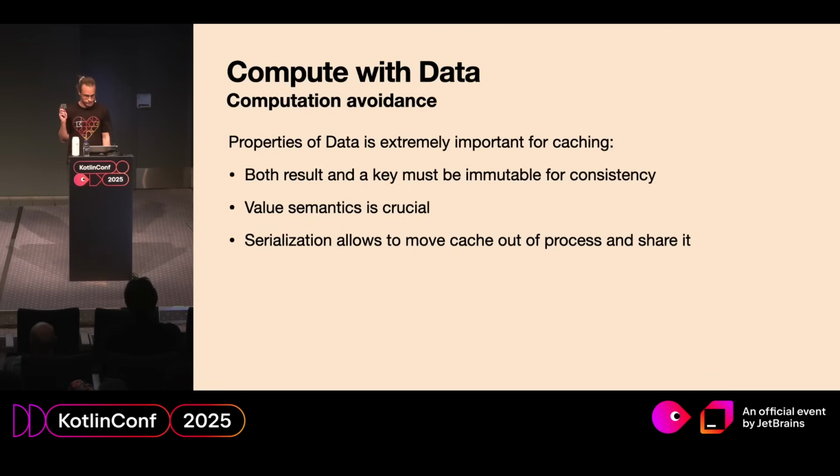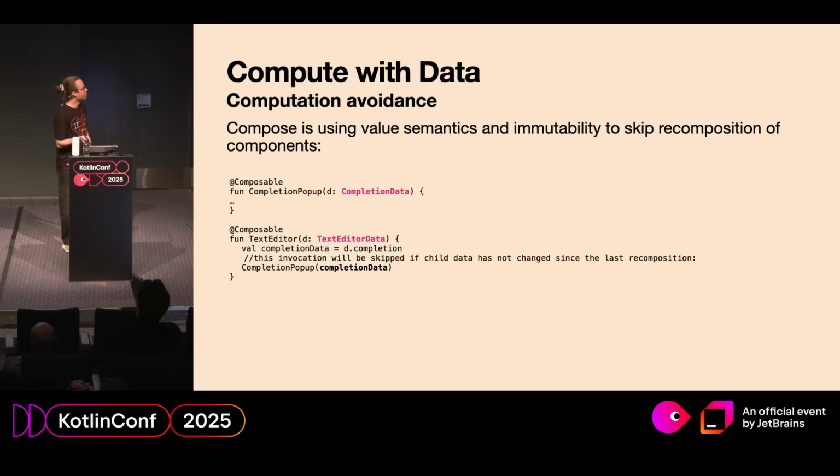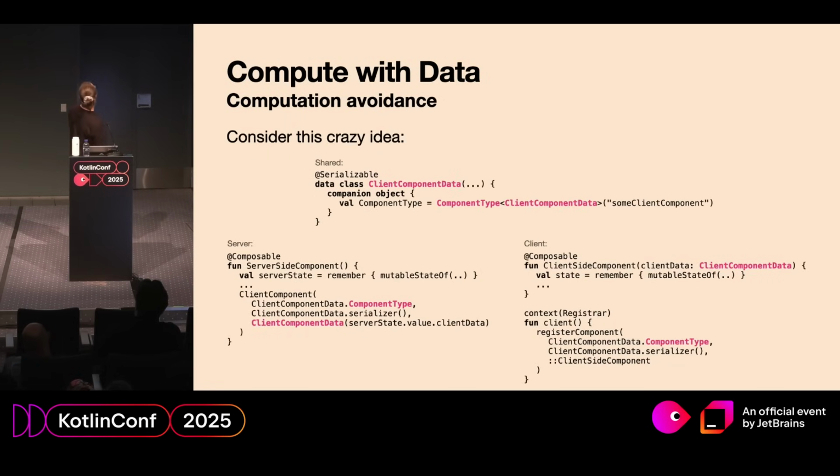So frameworks like Compose actually rely on value semantics and all these properties. Compose will skip computation of the completion pop-up if the completion data in the text editor data has not changed. That happens because it doesn't use hash maps. It uses a slot table to store the previous value, but it relies on the ability to tell information apart. So it is important. If we add serialization to Compose, we can create beasts like that.